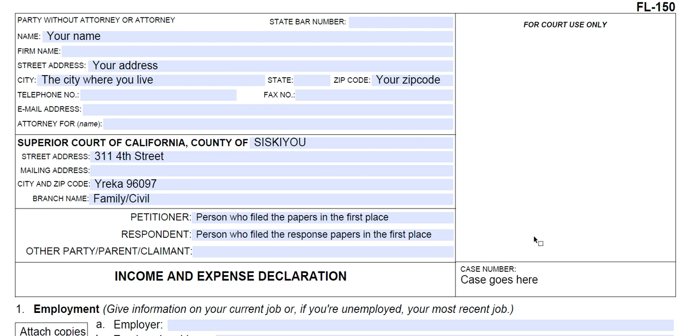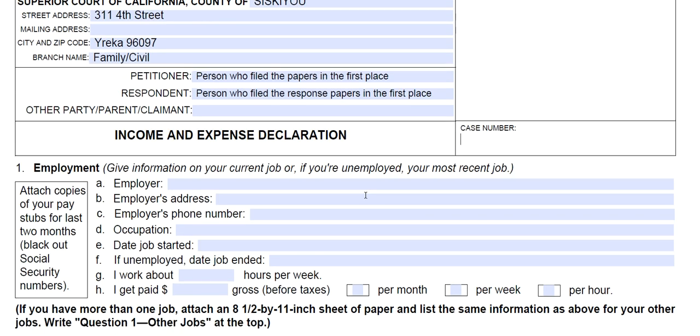Then find the case number. The case number will be on some of your older forms. If you're filing this with your divorce papers and you don't have a case number, then just leave it blank. Otherwise, look for your case number. If it's a family law case, it'll have FL, then 2 numbers for the year, and then a couple numbers for the actual case number. So look for that, but it's always in the same box on all of the court forms.